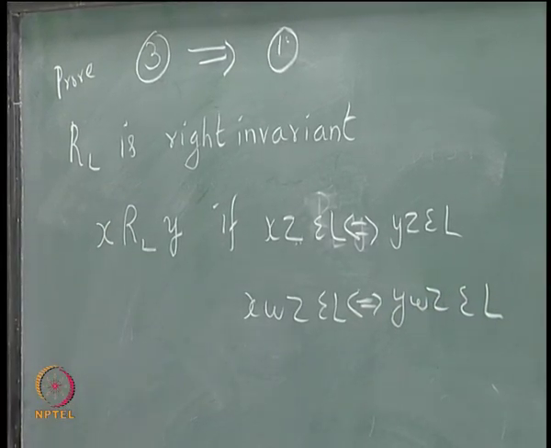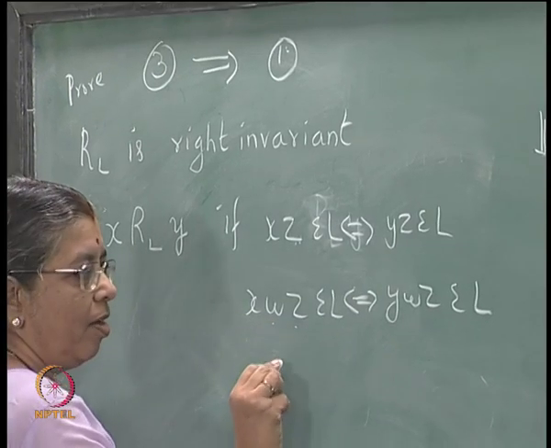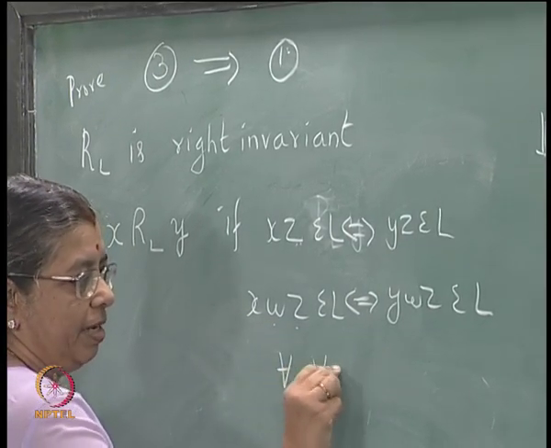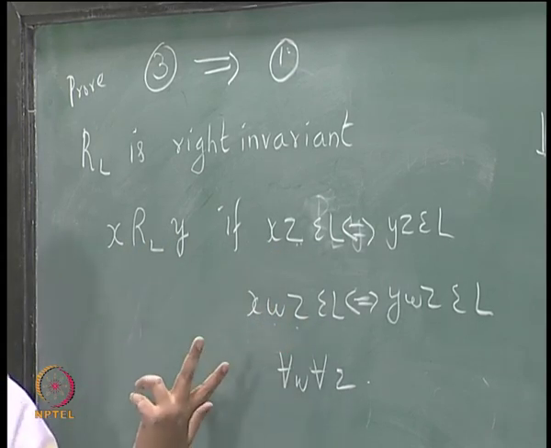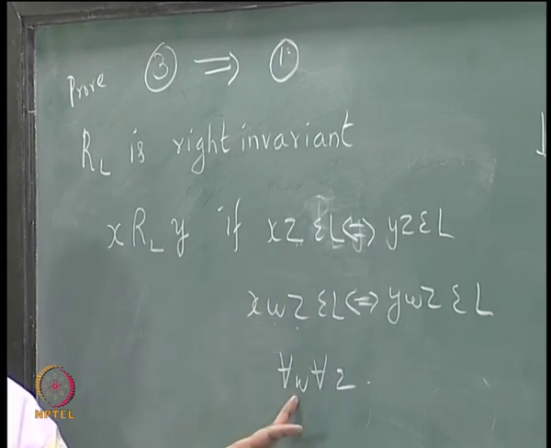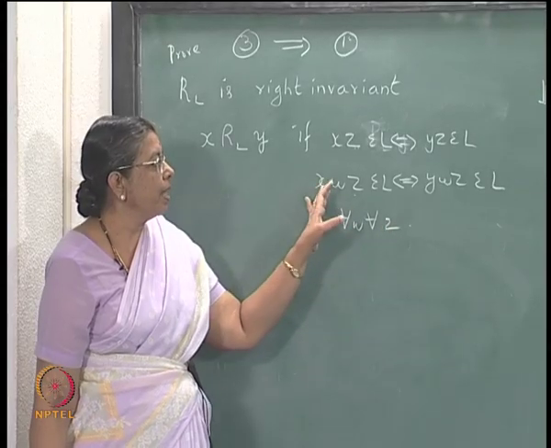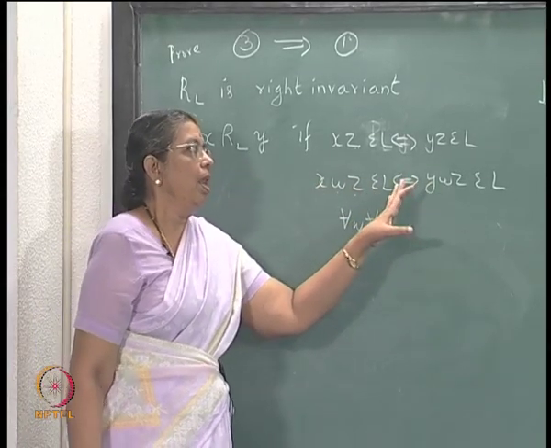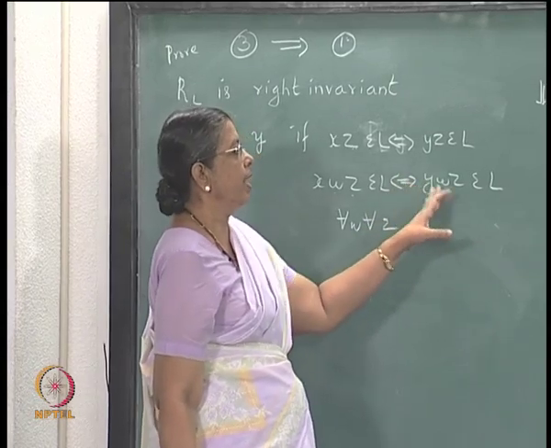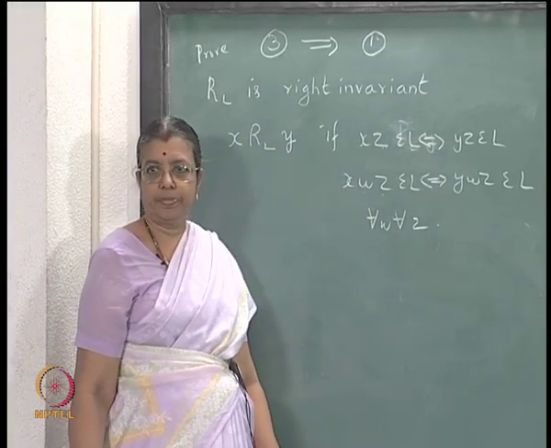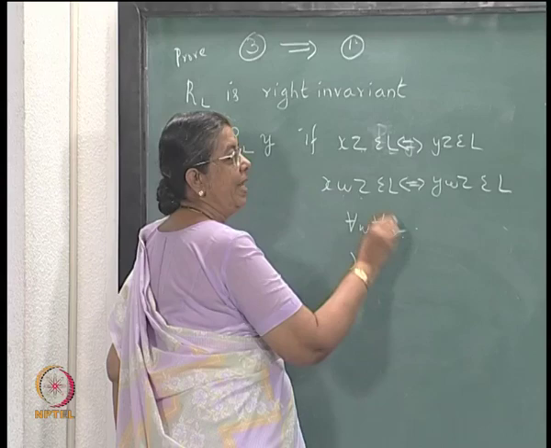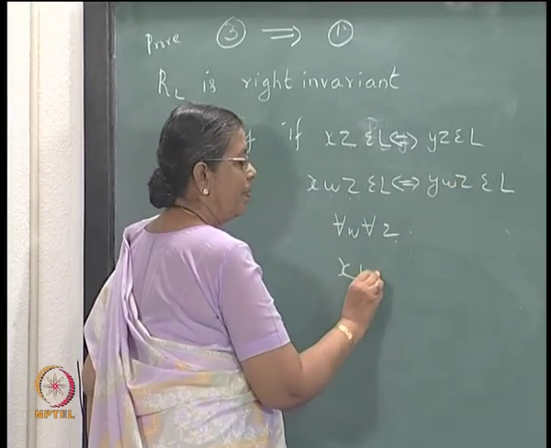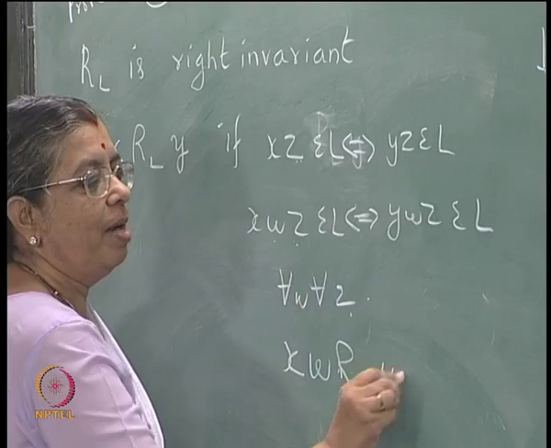Whatever may be WZ, for all W, for all Z, is not it? Instead of saying Z, I can take WZ, does not matter. So, whatever may be W, whatever may be Z, XWZ belongs to L is equivalent to saying YWZ belongs to L. That means this is for any Z. So, what do you conclude? XW related to YW.